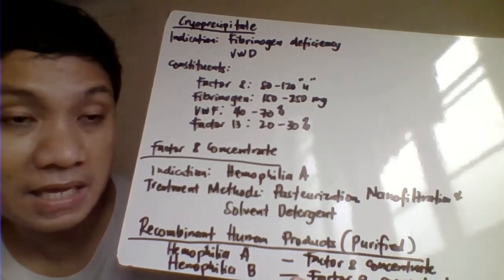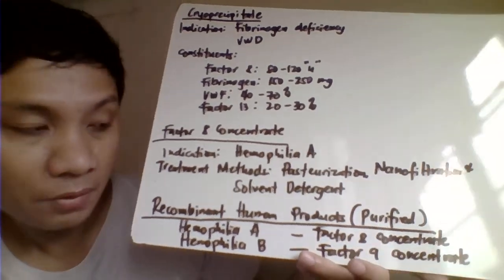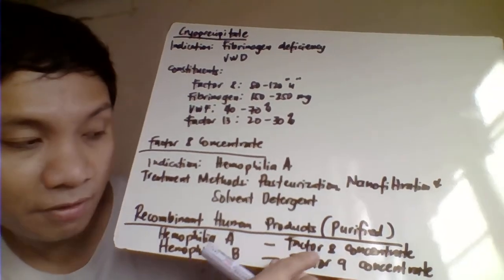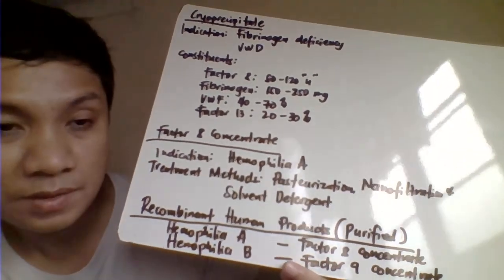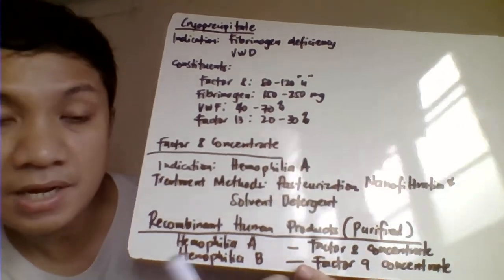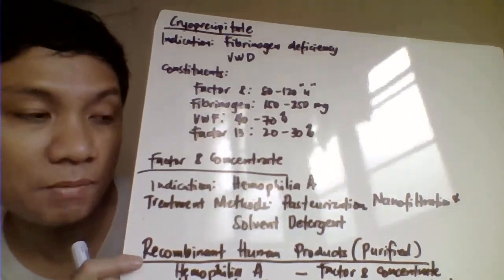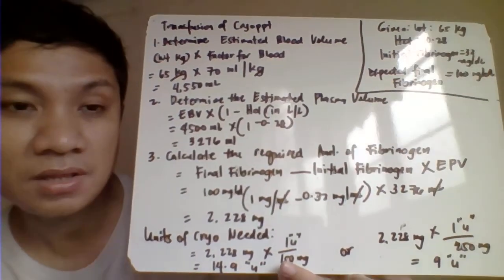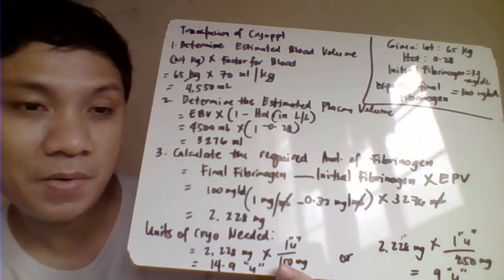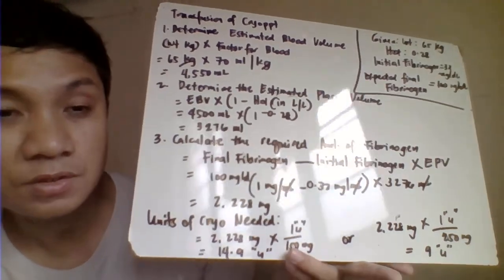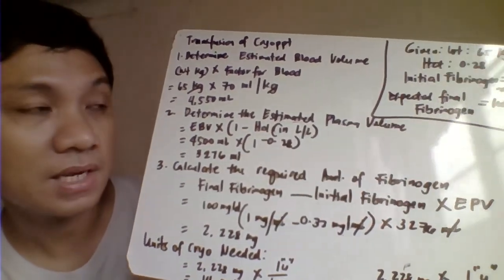We could also have your recombinant human products which are purified, like your factor 8 concentrate, which is a purified one, for the treatment of your hemophilia A, or factor 9 concentrate for the treatment of your hemophilia B. So we have here the computation for the number of units of cryoprecipitate that eventually should be given to the patient.